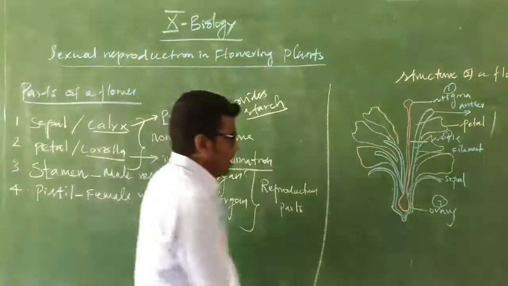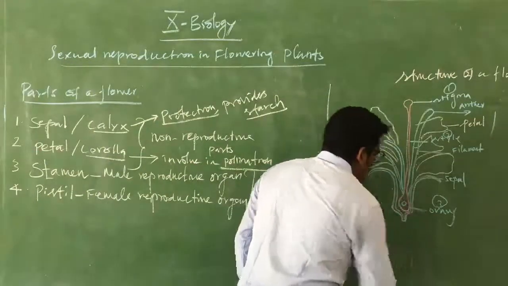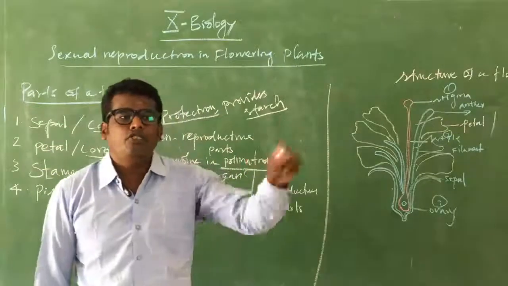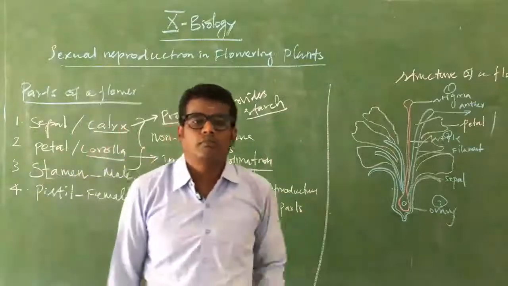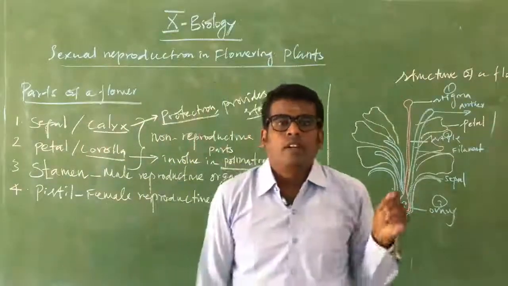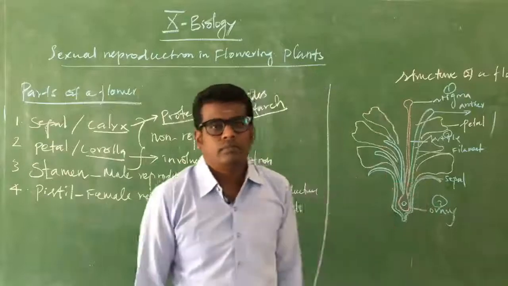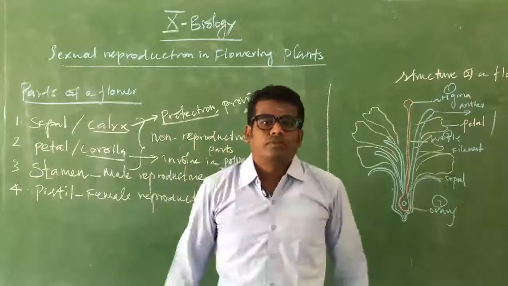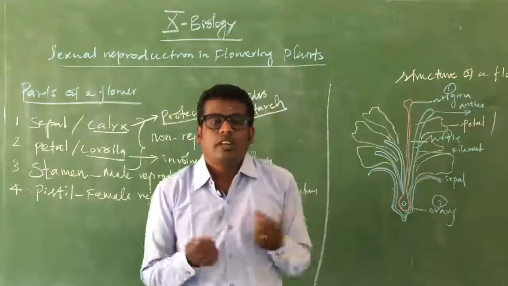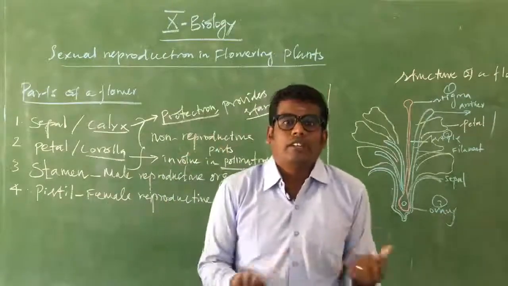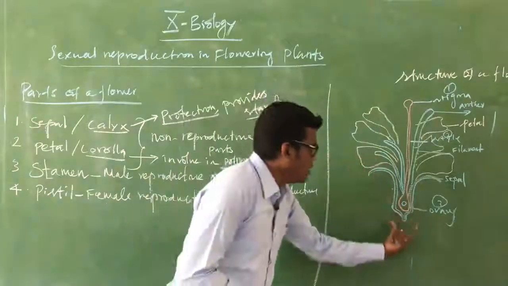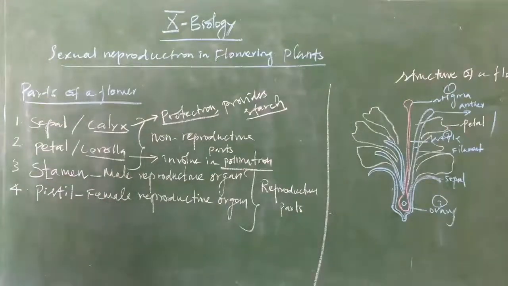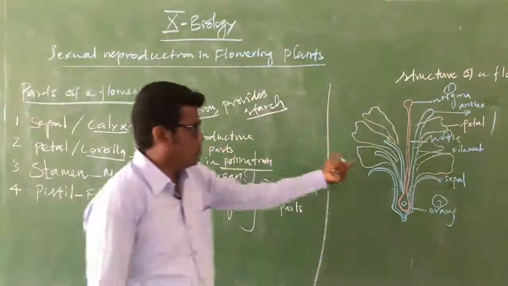The ovary contains many ovules. Each ovule contains an egg cell, that is a female germ cell. Like that, the anther produces pollen grains, which act as the male gamete. So these are the structure and parts of the flower. This is very important.